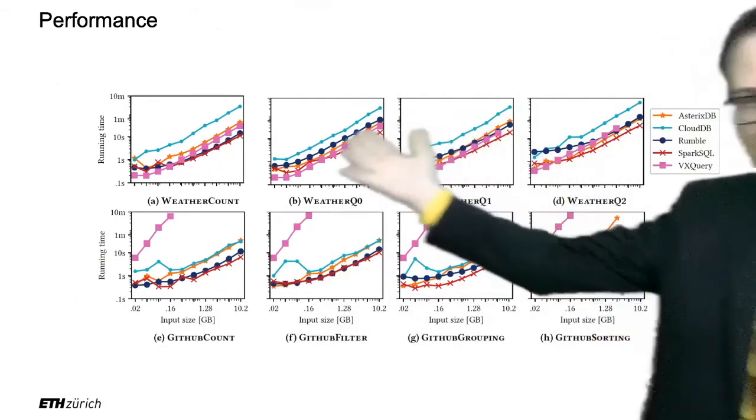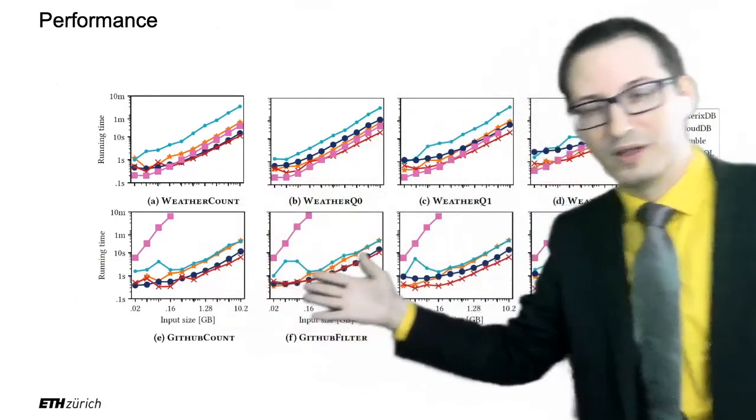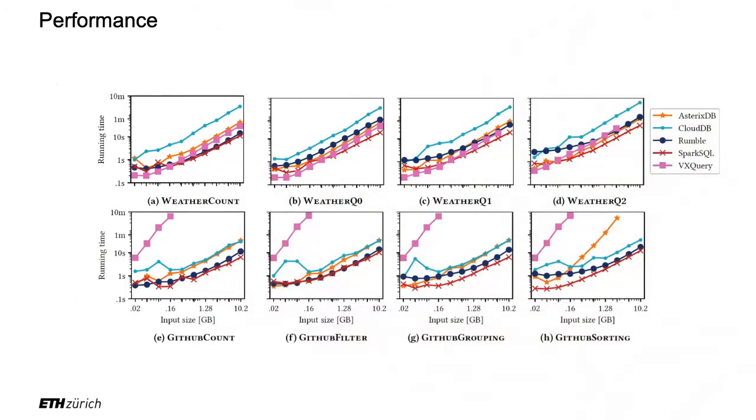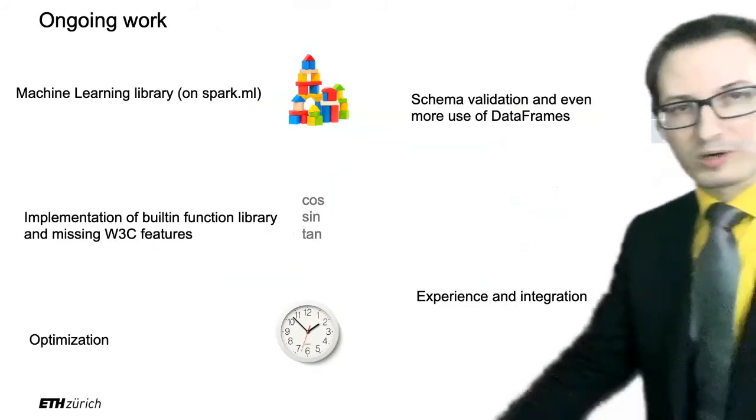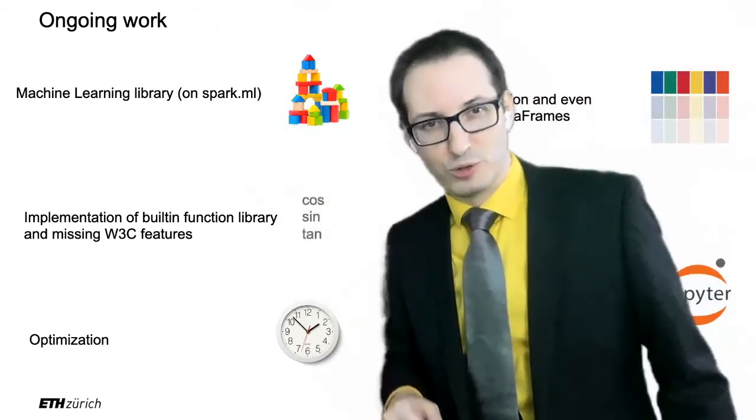And so this is an example. You can look at the original paper if you're interested in more. But we compare really nicely with the other systems, which shows that this is working. So ongoing work is a machine learning library. I'm going to say a few words about that.